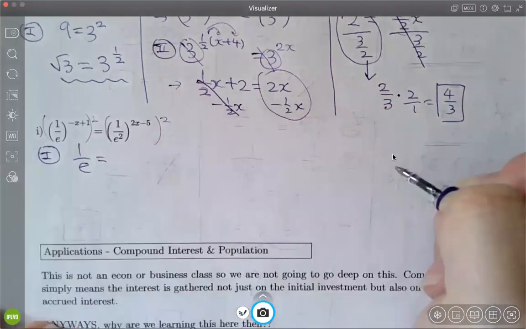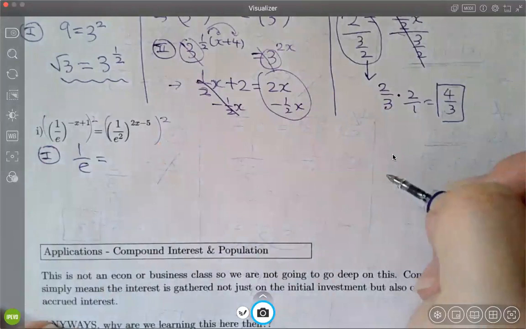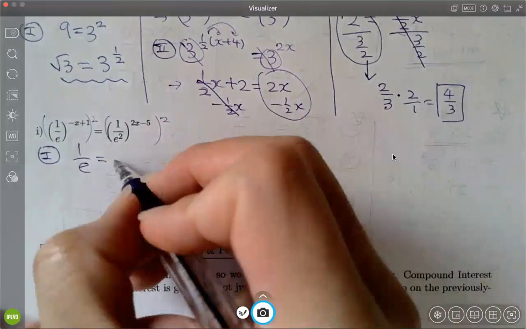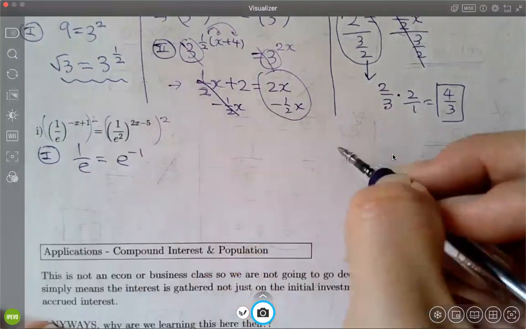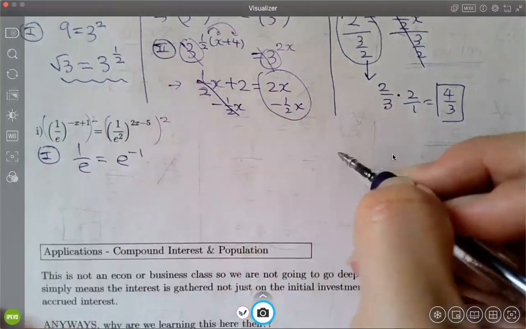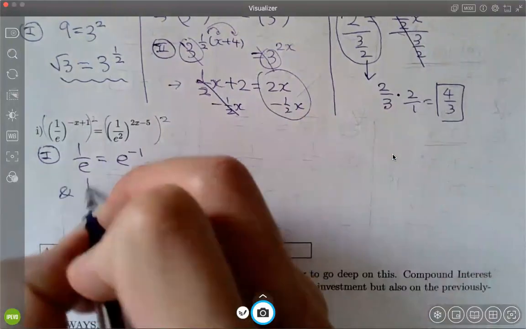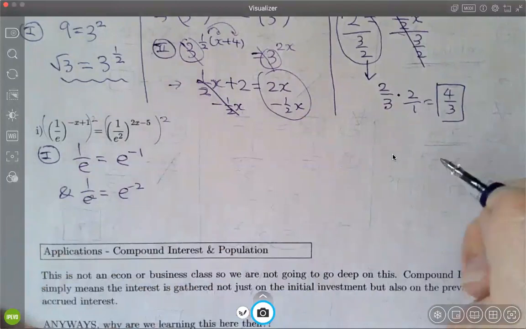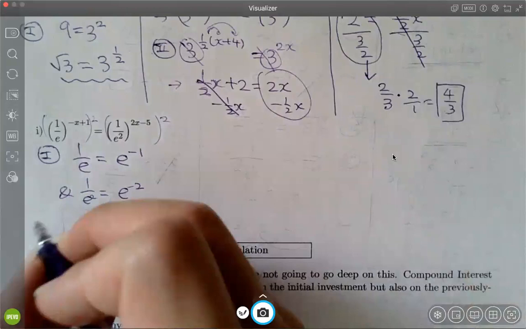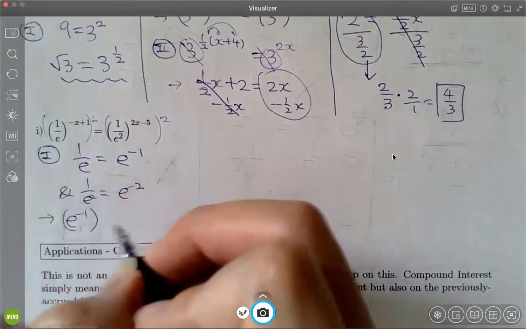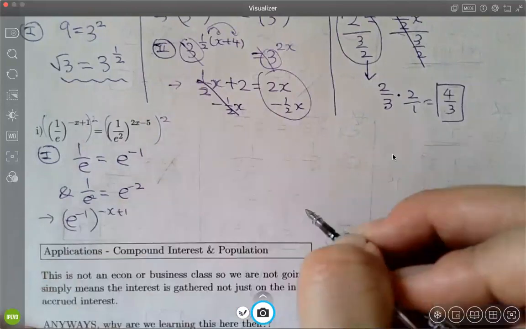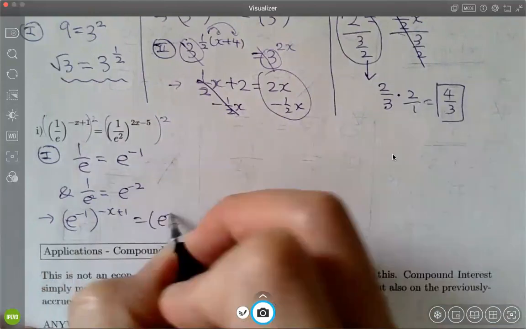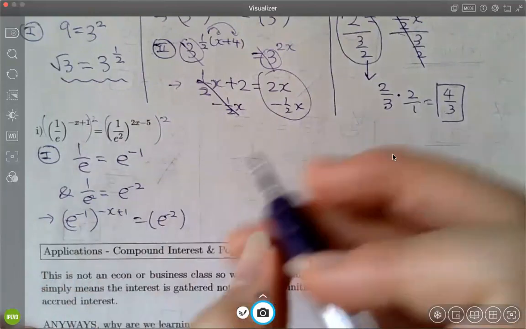Multiply each side by the negative 1 power. Right? So 1 over e is e to the power negative 1. Okay? And then 1 over e squared is what? E to the power negative 2. Okay? Then what do we have? E to the power negative 1 to the power negative x plus 1 is equal to e to the power negative 2 to the power 2x minus 5.